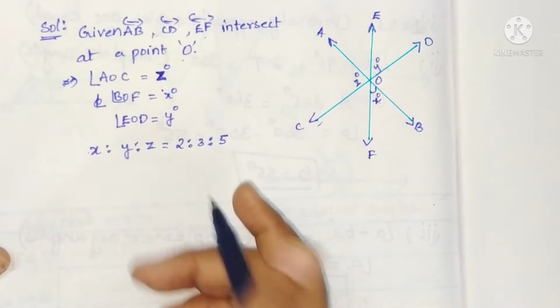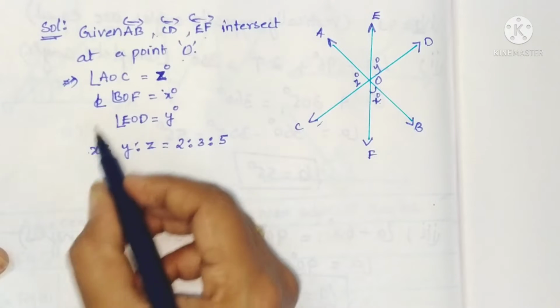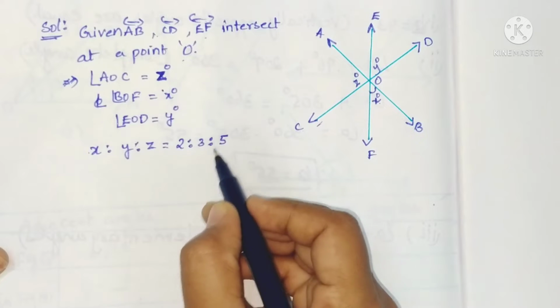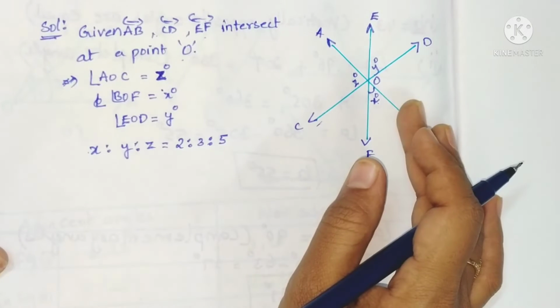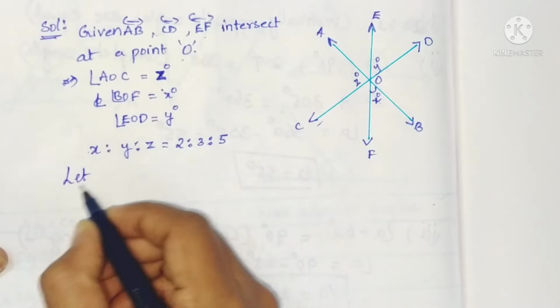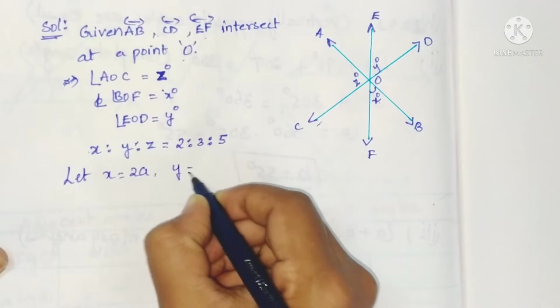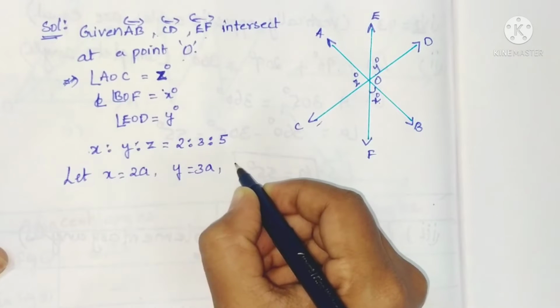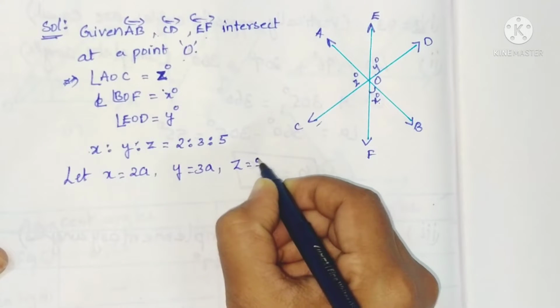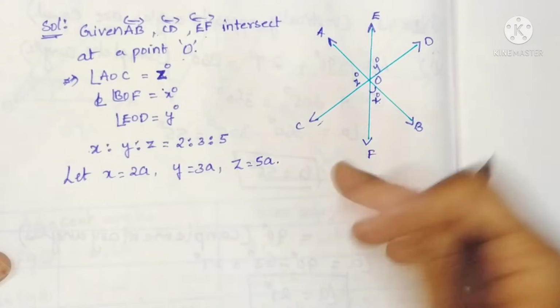Here the ratio is given, so x is 2 parts, y is 3 parts, z is 5 parts. So I am taking x = 2a, y = 3a and z = 5a. Now just observe the picture.